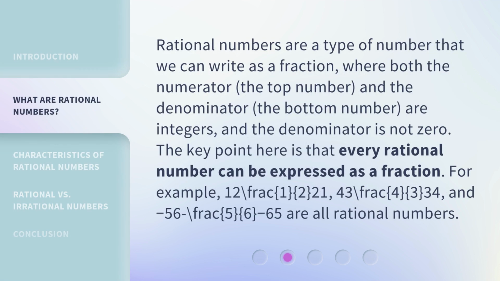Rational numbers are a type of number that we can write as a fraction, where both the numerator, the top number, and the denominator, the bottom number, are integers, and the denominator is not zero. The key point here is that every rational number can be expressed as a fraction. For example, 1/2, 4/3, and -5/6 are all rational numbers.